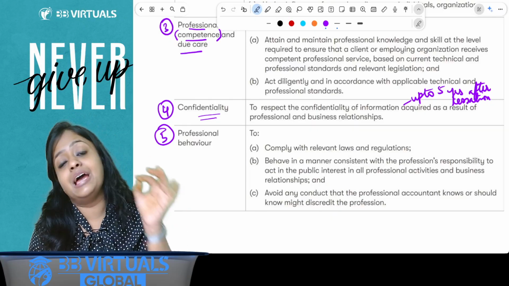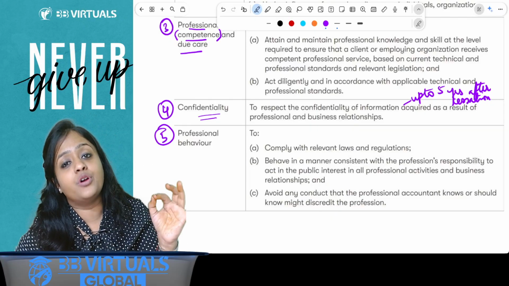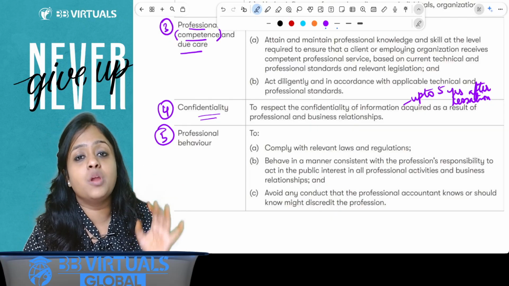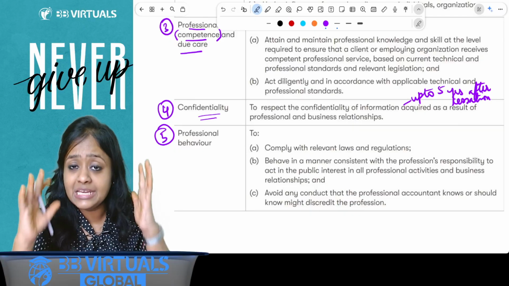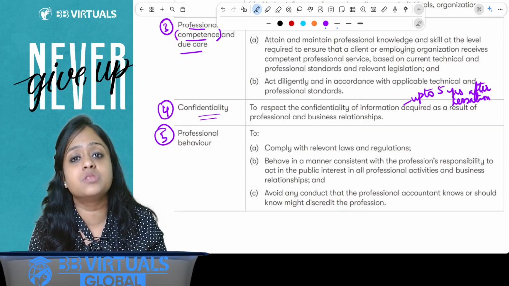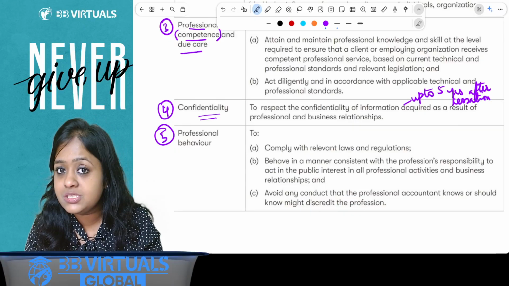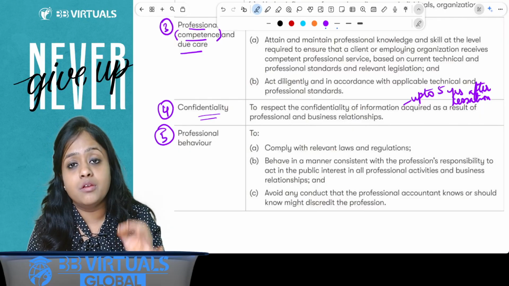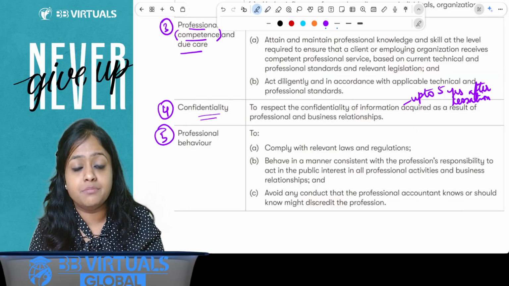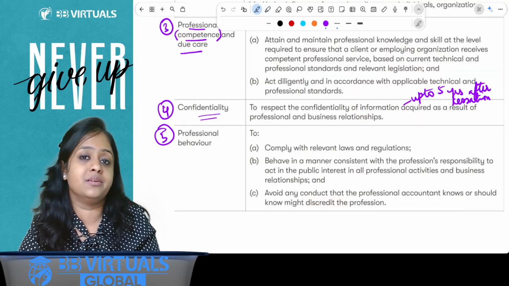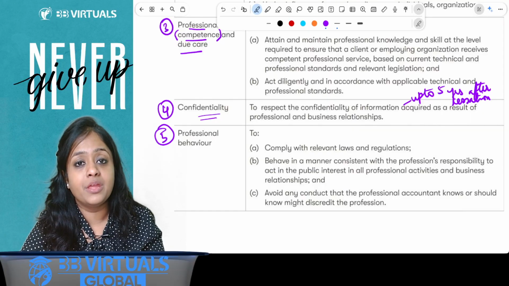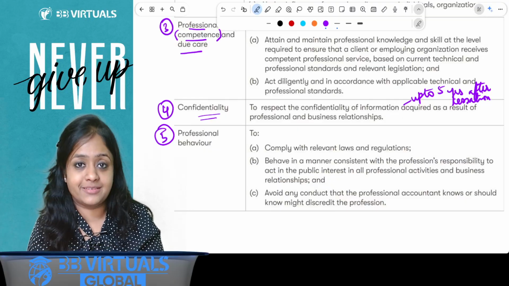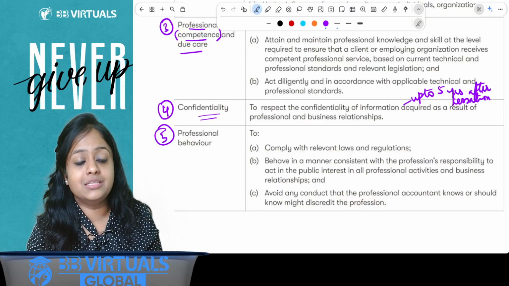Okay, so in that case, you would refuse to work for that client. So this is what your principle of confidentiality tells you, that there are situations when you need to disclose information. If that is not disclosed, then you are bound to refuse that assignment and not go ahead with it. Okay, because this is also your duty as per the ACCA Code of Ethics. Clear? Clear till this point?